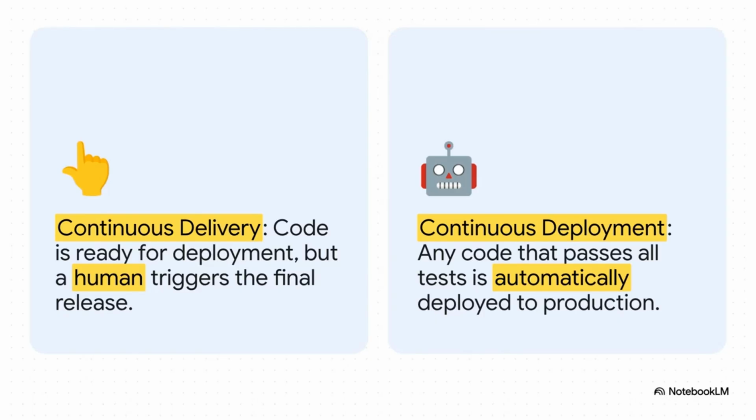Now, this brings up a really critical difference in how companies operate. With continuous delivery, the code is totally ready to go live, but a person has to make that final call and push the button. Continuous deployment takes it to the next level. If the code passes every single test, it just goes live. Automatically. No button needed. It's the ultimate trust in your automation.